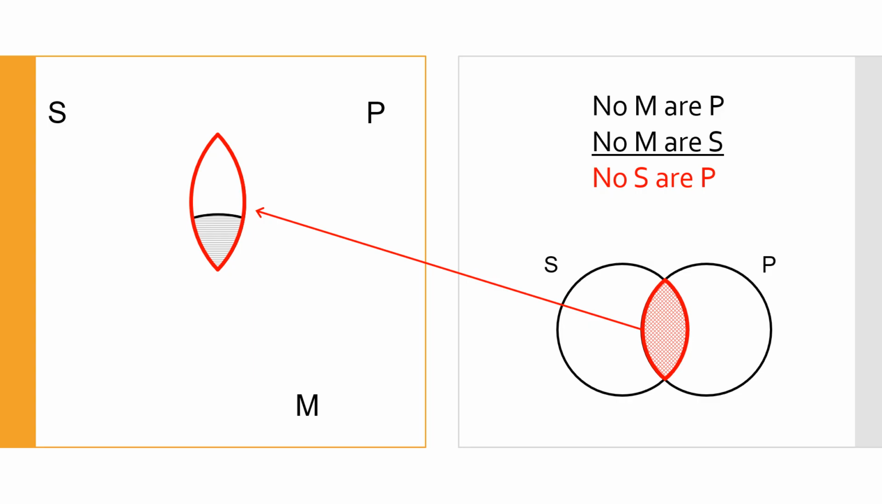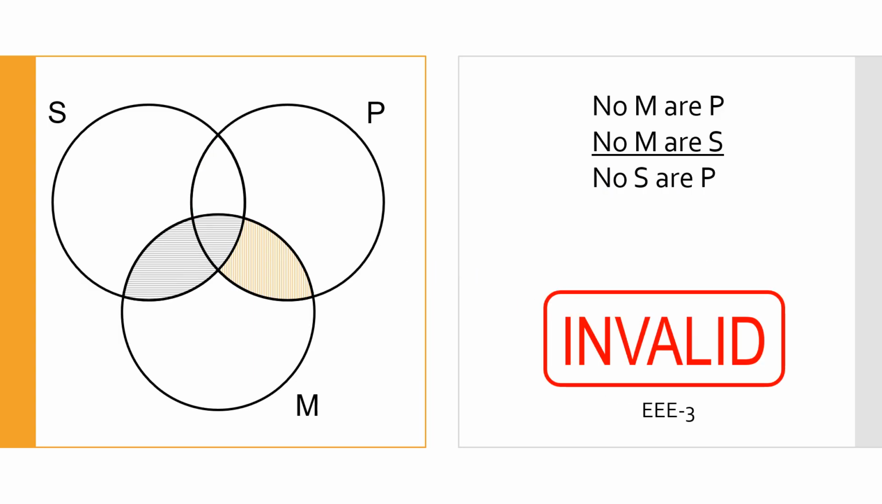So the fact that there is part of this section that is not shaded is sufficient to tell you that it is not a valid argument. So this is an invalid argument, and EEE3 is invalid. And in fact, any triple E is going to be invalid, and we'll see why soon enough.